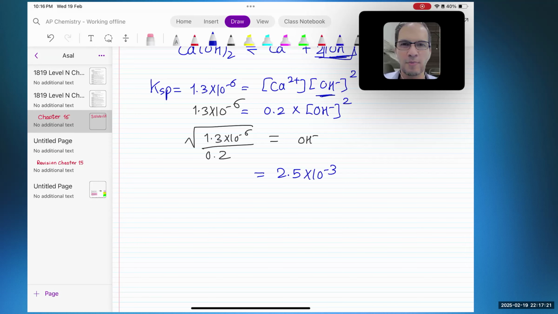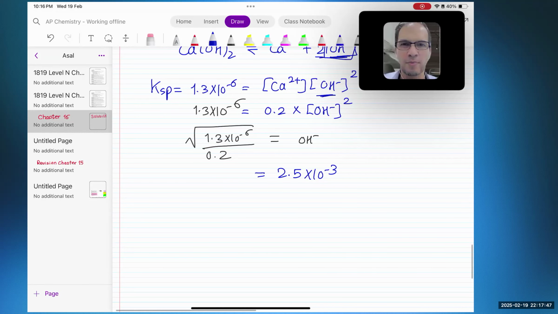You did 1.3 times 10 to the power of negative 6, right? Divide it by 0.2 first, without the square root. Okay, I got 6.5 times 10 to the power of minus 6. Then take the square root. 2.55 times 10 to the power of minus 3. Yes, this is the correct answer.